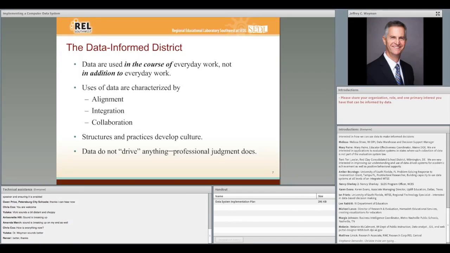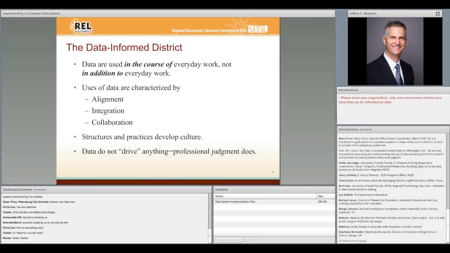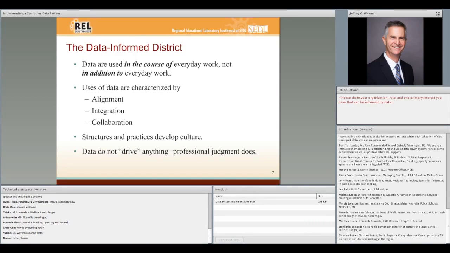So a really important thing about the data-informed district is that data are used in the course of everyday work, not in addition to everyday work. So I'm not looking to do data in a way that adds a weekend to what a teacher has to do, that makes the principal work on this during their lunch hour. I'm looking for ways to infuse it into their everyday work, so it's part of what they're doing as their job. In the data-informed district, uses of data are characterized by alignment, so the left hand knows what the right hand is doing. Integration, so that our supports are district-wide. Collaboration, we all work together. However important we think collaboration is right now.